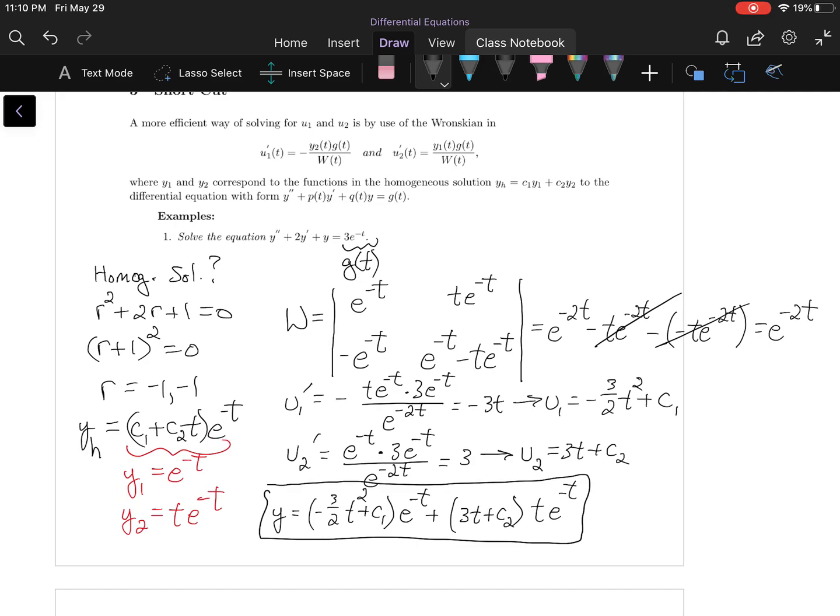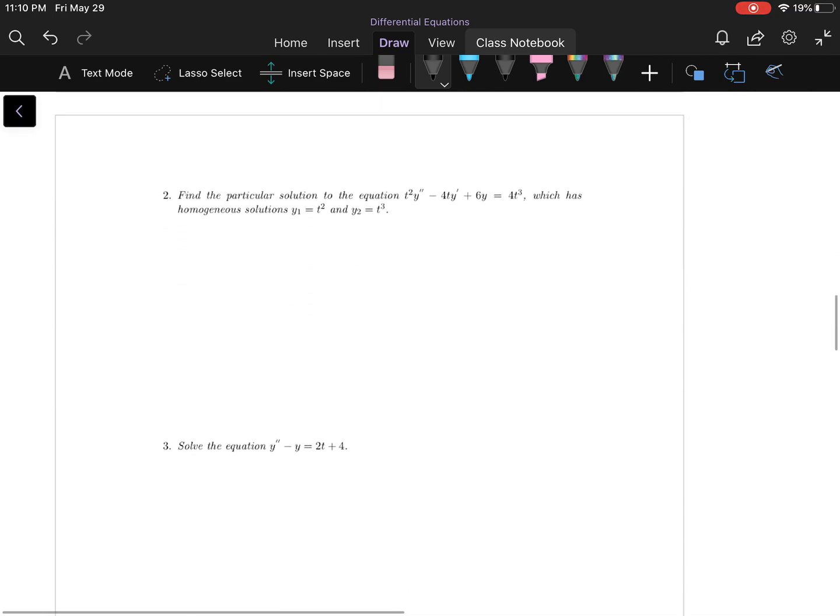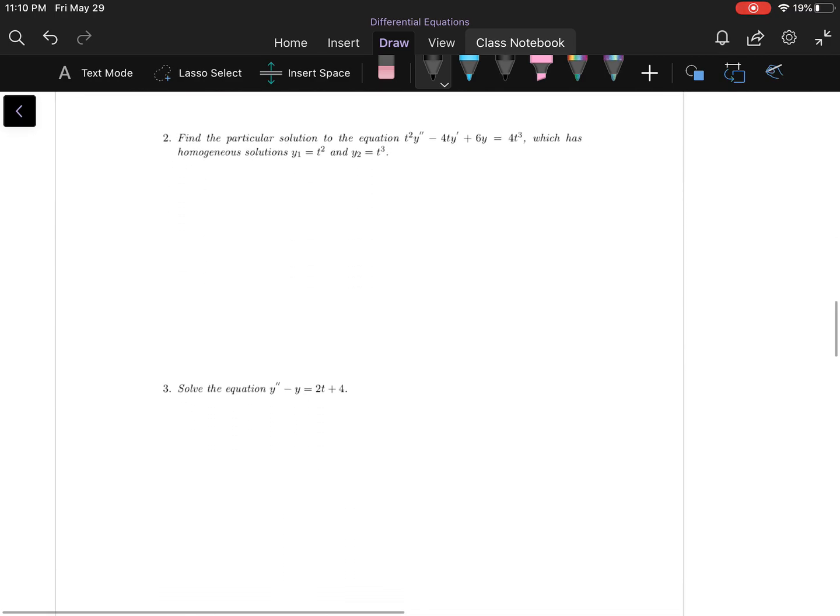Let's take a look at another one. Notice, by the way, that the particular and homogeneous solutions are all present, all at one step. Now we're going to take a look at number 2. Number 2 only asks for the particular solution to the given equation.